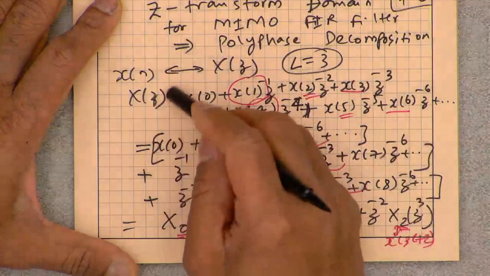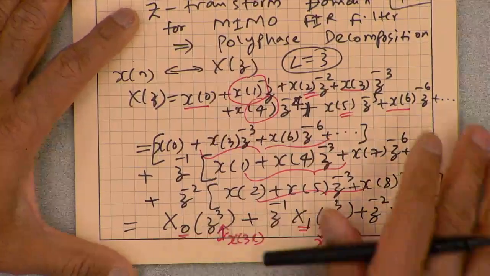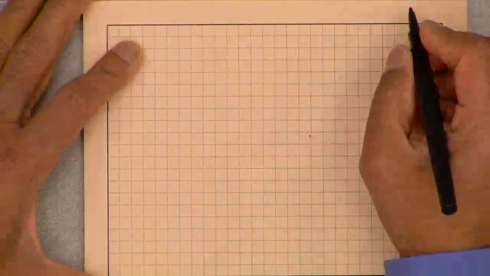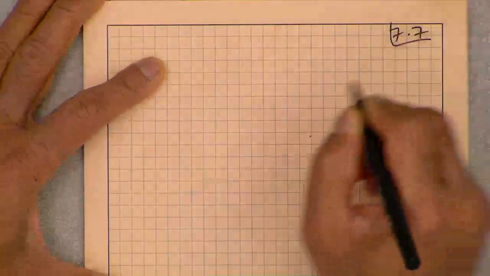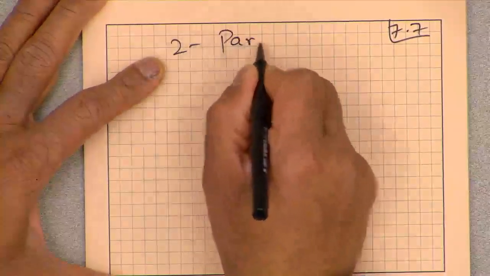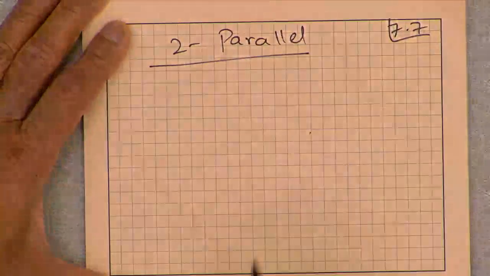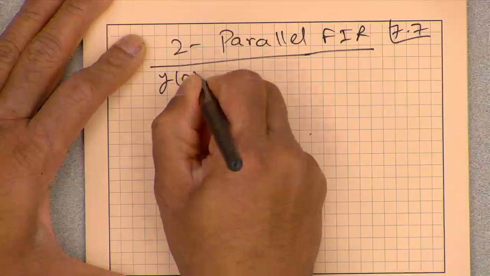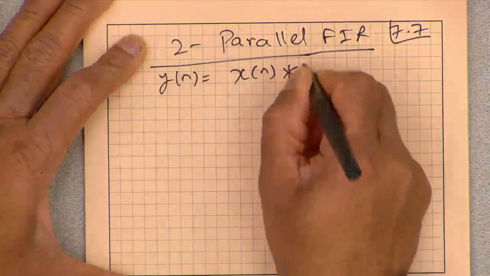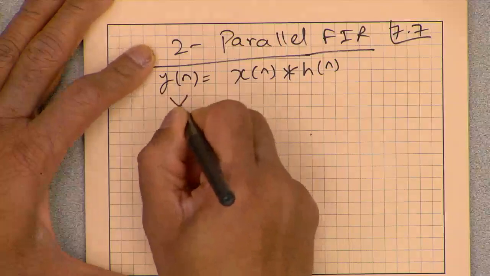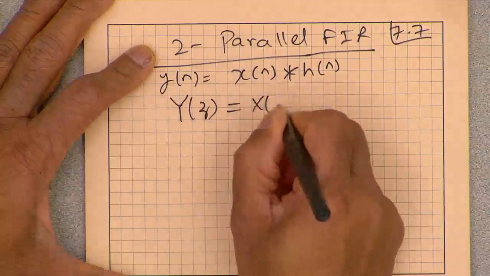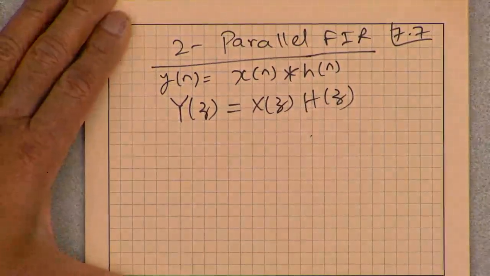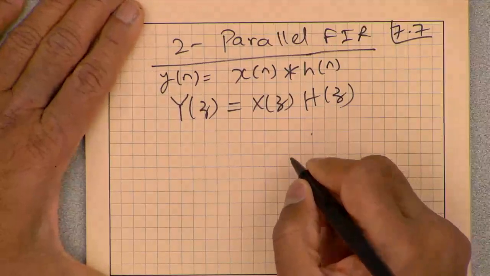Okay, so any time I have X(z), then I can decompose it into as many polyphases as I want. So let me begin with a simple 2 parallel filter, and then we will talk about 3 parallel and see what these things are. So if I have a 2 parallel FIR, remember y[n] is equal to x[n] convolved with the filter h[n], which means in z transform Y(z) is equal to X(z) times H(z). Convolution in time domain is equivalent to multiplication in frequency domain.